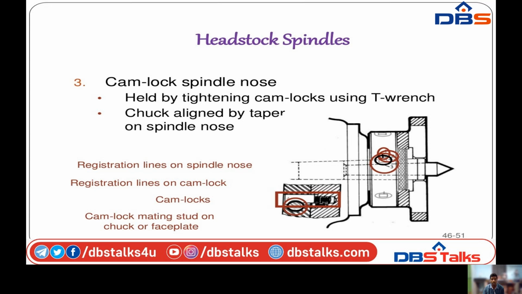The cam lock spindle nose is held by tightening the cam locks using a T-wrench. When we want to fix the chuck, first of all, we lock the cam lock spindle nose by using the T-wrench.